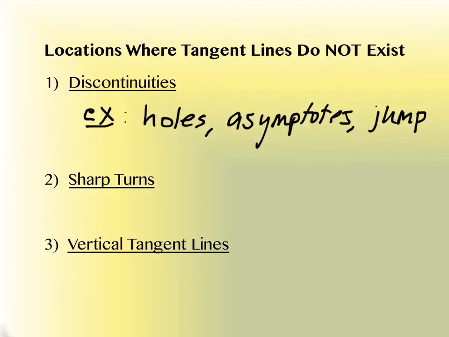Okay, you have to actually have a function value that has not got any discontinuities at that particular point in order to have a tangent value, a tangent line. Sharp turns is another one.